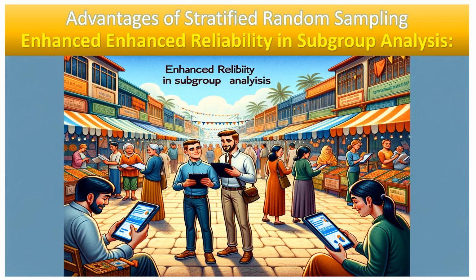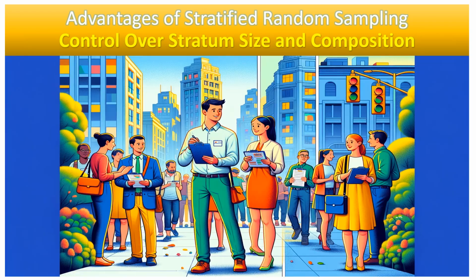When each stratum represents a specific segment of the population accurately, the findings from each stratum are less prone to sampling error. This is particularly beneficial in studies where subgroup analysis is as critical as the overall analysis. Stratified random sampling allows researchers to control the size and composition of each stratum.